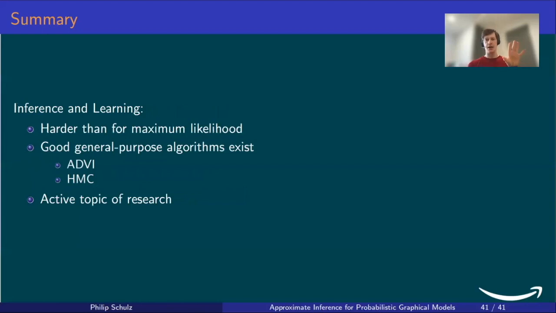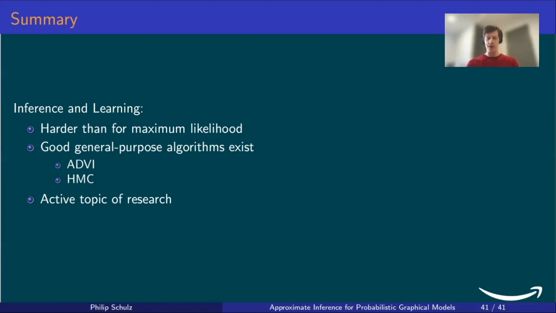Then in the second half of this tutorial, we've focused on inference and learning. And we've seen that inference in general is harder for probabilistic models than just simply maximum likelihood learning. That's kind of the bad news. The good news is that there are some general purpose algorithms that work very well for most problems. And these are automatic differentiation, variational inference, and Hamiltonian Monte Carlo. You have seen those and can probably by now implement them yourself just by going through the slides again and basically copying and pasting the lines of code.